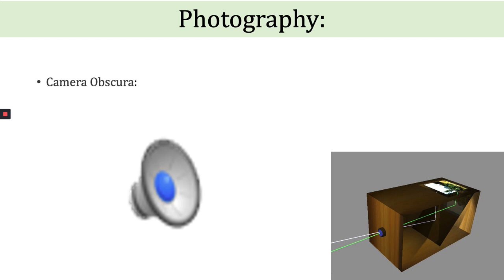They'd create a darkened room, allow a little bit of light to come through, just a little tiny hole, and then the image of the outside would be projected on the inside. It would just be inverted.